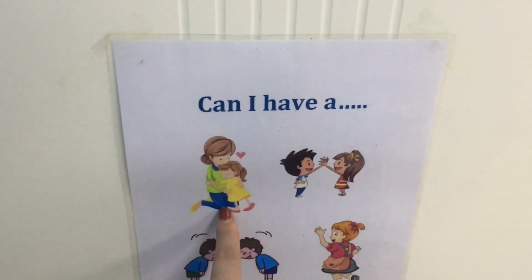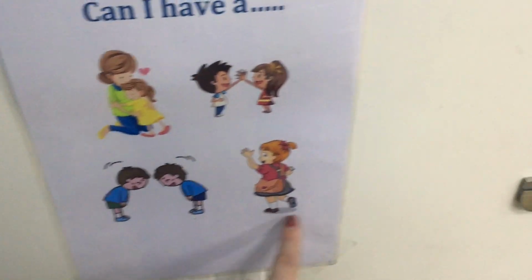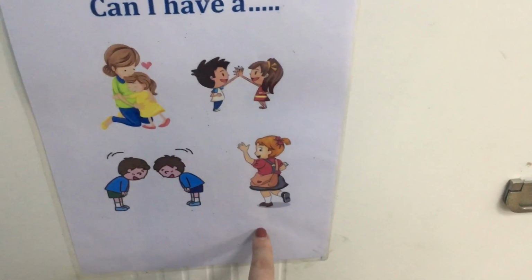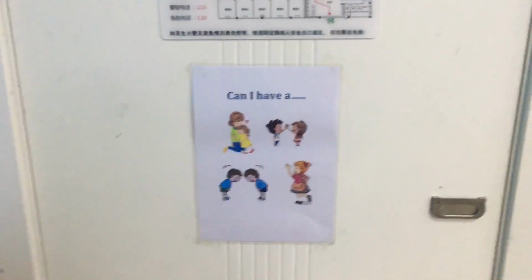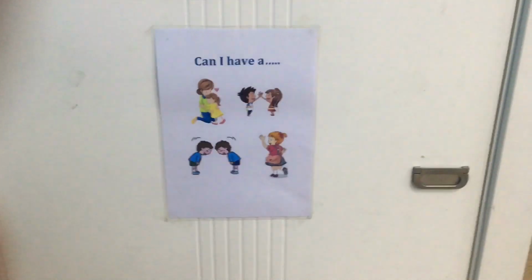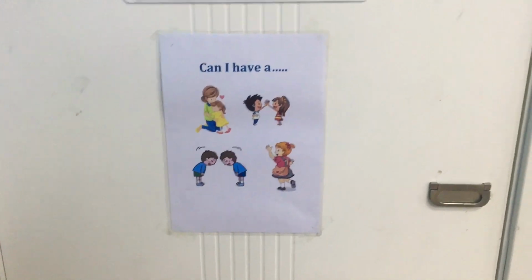So students can ask, can I have a hug? Can I have a high five? May I have a bow? And can I just have a goodbye wave? So this is a good way to give students choice when they're leaving the classroom, and this is what I use as their exit protocol. So we're ending class, and the younger students will come choose which one that they want.